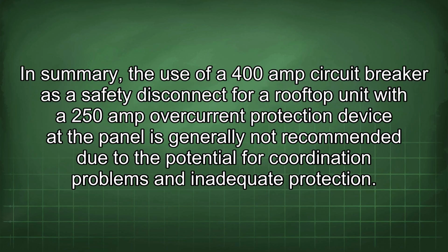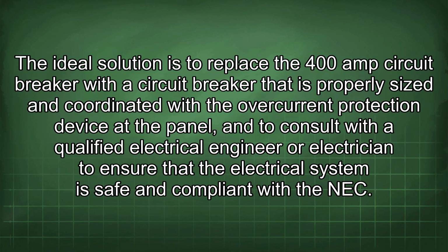In summary, the use of a 400 amp circuit breaker as a safety disconnect for a rooftop unit with a 250 amp overcurrent protection device at the panel is generally not recommended due to the potential for coordination problems and inadequate protection. The ideal solution is to replace the 400 amp circuit breaker with a circuit breaker that is properly sized and coordinated with the overcurrent protection device at the panel, and to consult with a qualified electrical engineer or electrician to ensure that the electrical system is safe and compliant with the NEC.